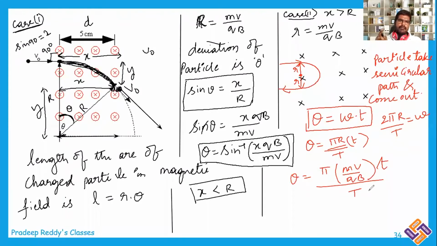So whenever a charged particle enters a magnetic field, it can deviate by some angle theta. It can take half of the circle and come out of the magnetic field, or it can even make one complete circle in the external magnetic field. That depends upon the velocity of the charged particle, the charge of the charged particle, and the strength of the magnetic field. Based on that, any of these cases can happen.